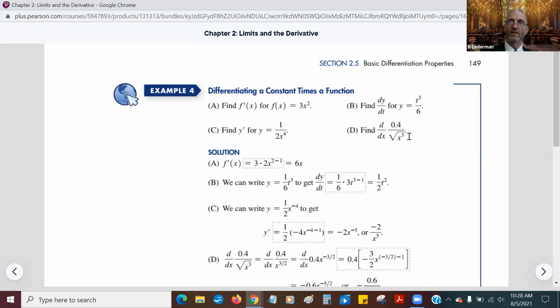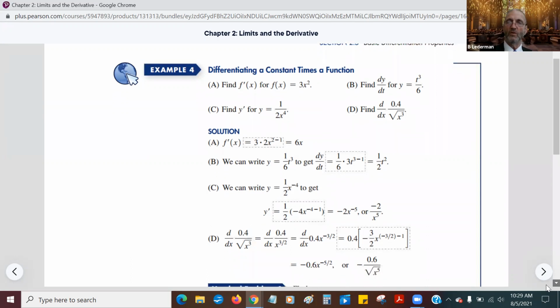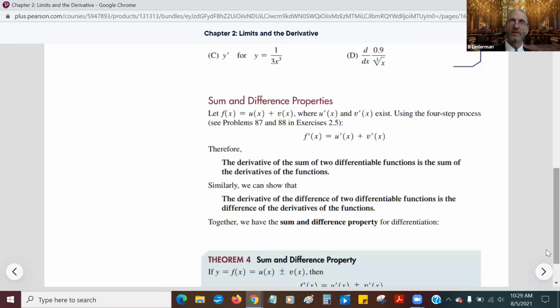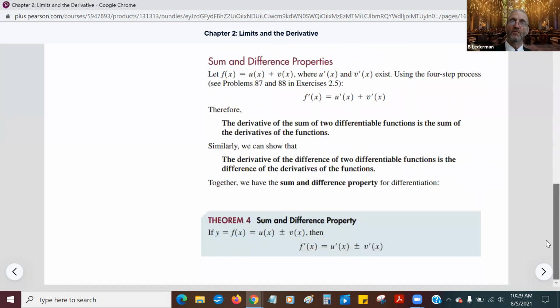0.4 over the square root of x cubed, that's 0.4 times x to the negative 3/2. I'm sorry, the square root of x cubed, I'm sorry about that. And that's 0.4 times this, and then when you simplify it, you get either -0.6 times x to the negative 5/2, or you could say -0.6 over the square root of x to the fifth. Either way, you can write it. And that's it. Now, let's go to sums and differences.